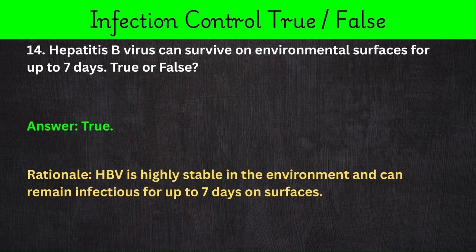14. Hepatitis B virus can survive on environmental surfaces for up to 7 days. True or false? Answer: true. Rationale: HBV is highly stable in the environment and can remain infectious for up to 7 days on surfaces.